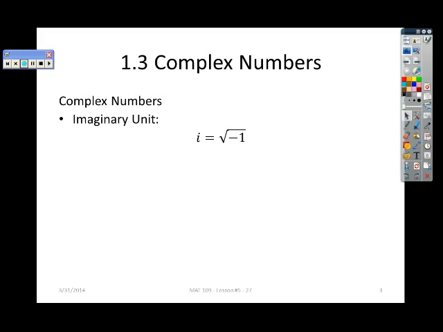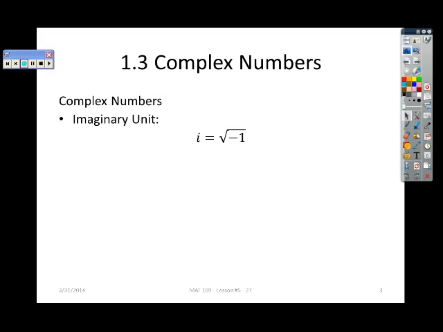Historically, it was established because mathematicians kept encountering situations where they would need to work with the square root of a negative number, and they needed a way to do that. Up to the point where you started complex numbers, if you encountered the square root of a negative number, you just said, I can't do anything. There's no answer. But because it is a fairly common occurrence, mathematicians decided to define this unit, lowercase i, to represent the square root of negative 1.